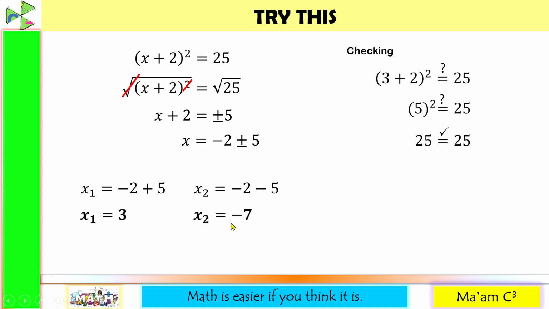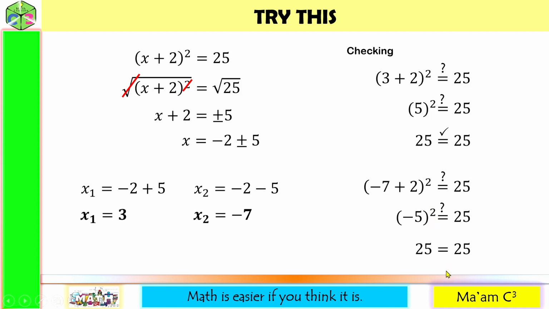This time, let us substitute negative 7 in our original equation. So this part will become negative 7 plus 2. Are they equal? Negative 7 plus 2 is negative 5. Is negative 5 squared equal to 25? Negative raised to an even exponent will become positive. And 5 squared is 25. Yes, they are equal. Therefore, our answers, x equals 3 and x equals negative 7, are correct.